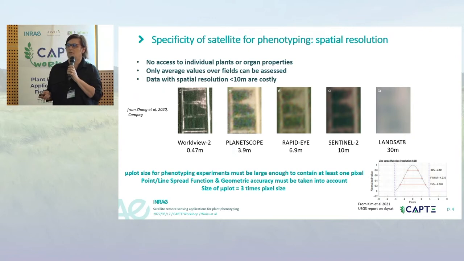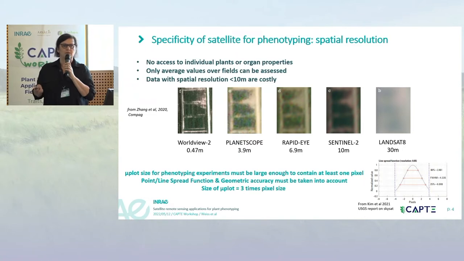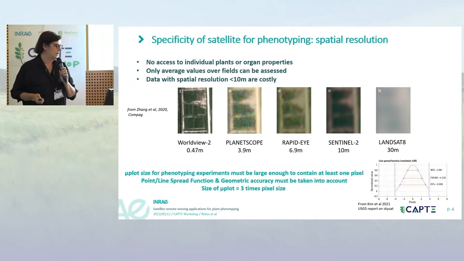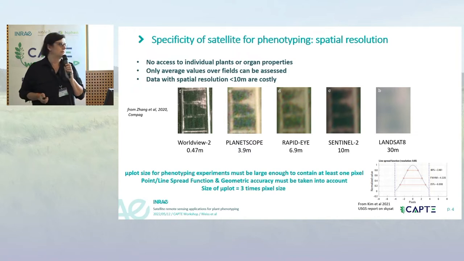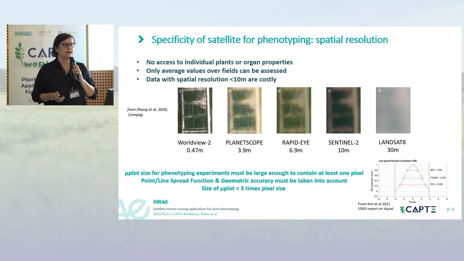And also what must be taken into account when you are looking at satellite data is that you have what we call the point spread function, which actually describes the way the sensor measures the surface. So within your pixel, you also measure the pixels that are around your own pixel. So you can see here, this is for SkySat, so 30 centimeter resolution, the information in your pixel actually comes from, let's say, 60 centimeter around your pixel. So to be sure that you are measuring the right thing, you need at least to have the size of your microplots 3 times the pixel size of your satellite.